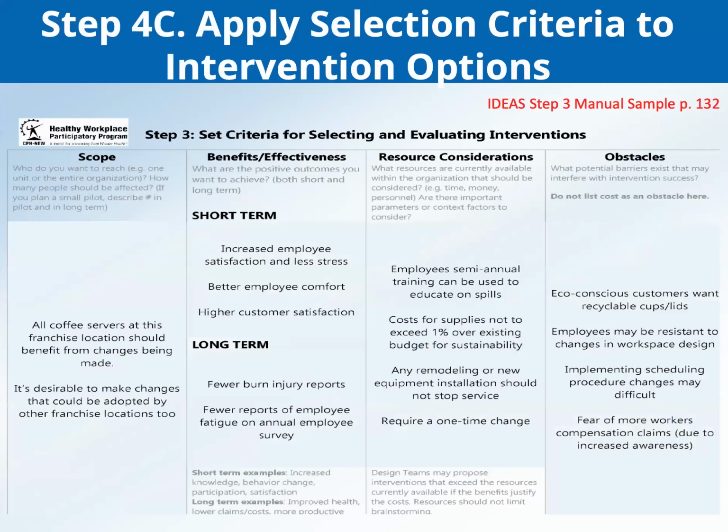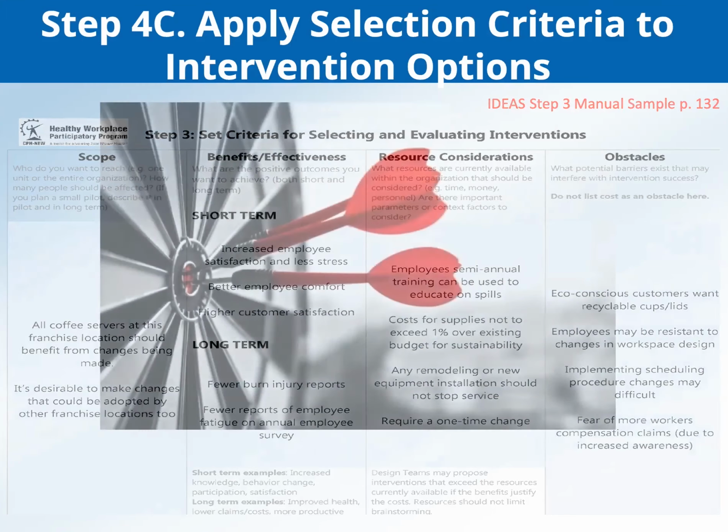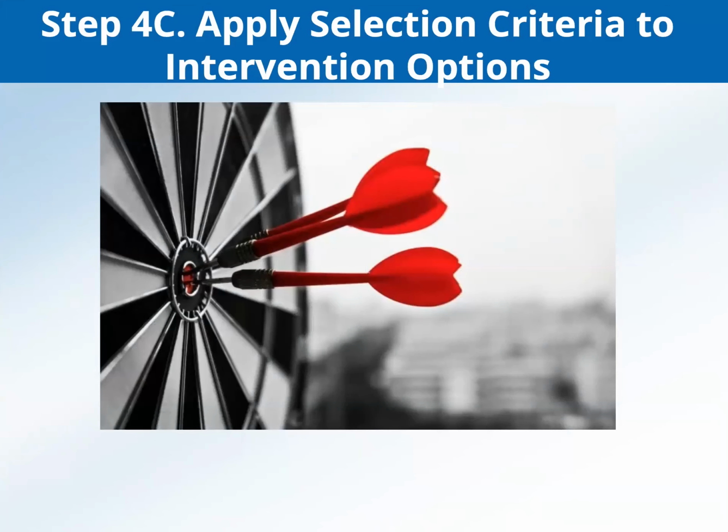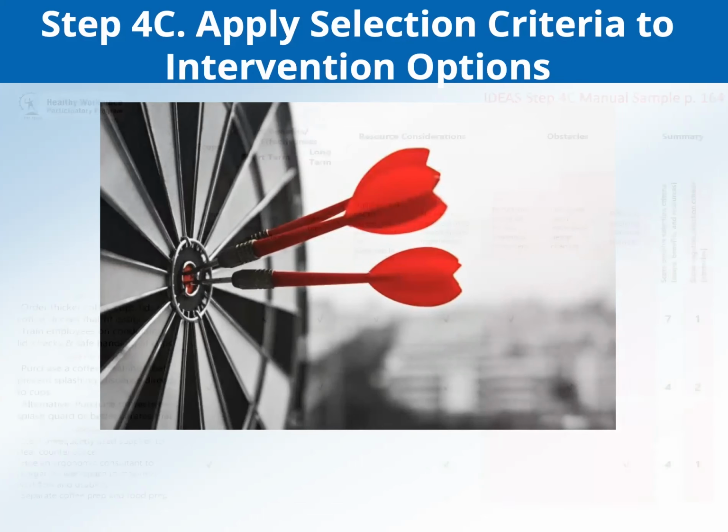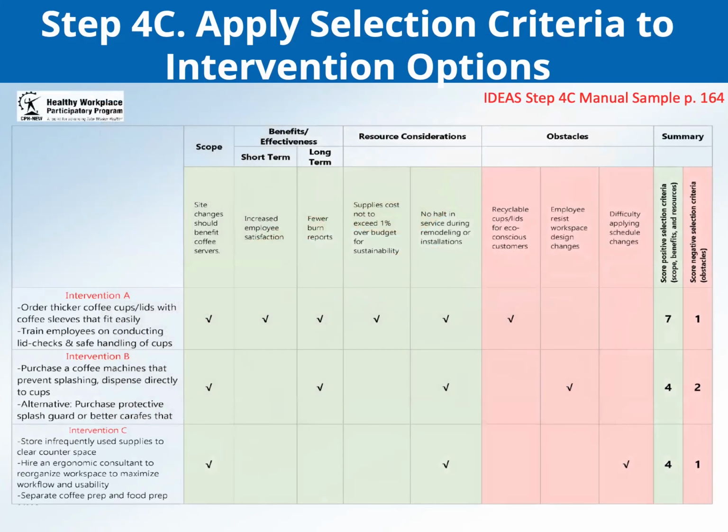To begin this activity, review the selection criteria you set in Ideas Step 3. In Ideas Step 4C, you apply the Step 3 selection criteria to assess whether your interventions are likely to meet the target performance indicators. The worksheet on the screen uses the coffee spill example. The selection criteria from Step 3 are laid out across the top row. The intervention options are listed in the left column.